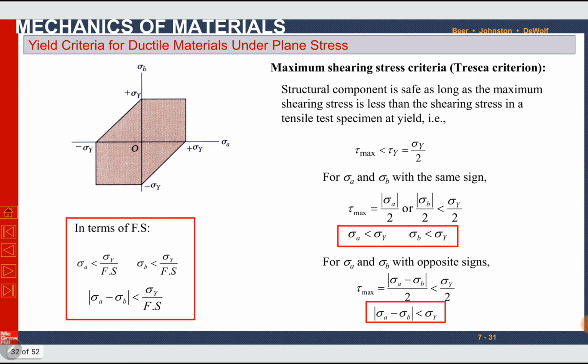The first failure criteria for ductile materials which we are going to discuss is the maximum shearing stress criteria, or Tresca criteria. Tresca is the name of the person who introduced this theory, this criteria. A structural component is safe as long as the maximum shearing stress is less than the shearing stress in a tensile test specimen at yield.